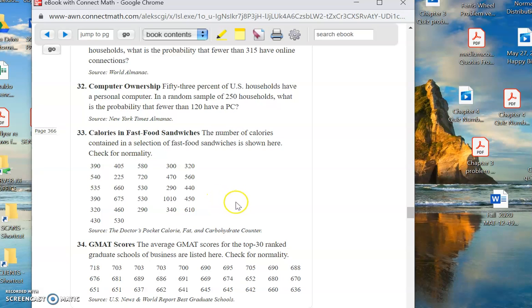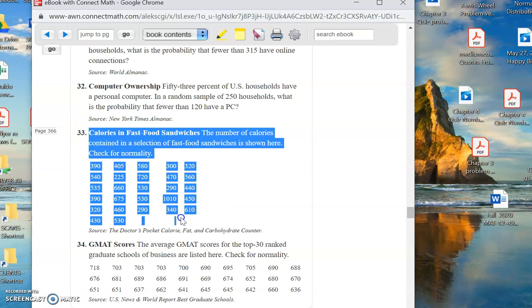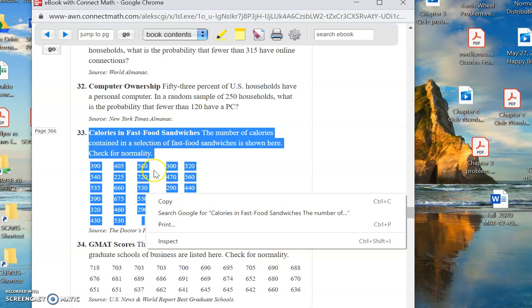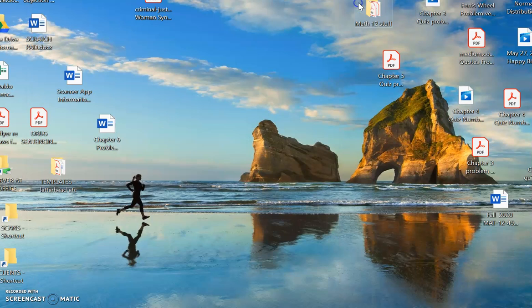Or what you can do is create a Word document and copy and paste it. So that's what I did: I copied this, right-clicked on it, and hit copy. Then I created a document. Let me show you the document I created.